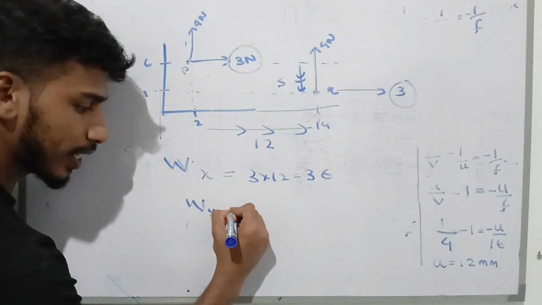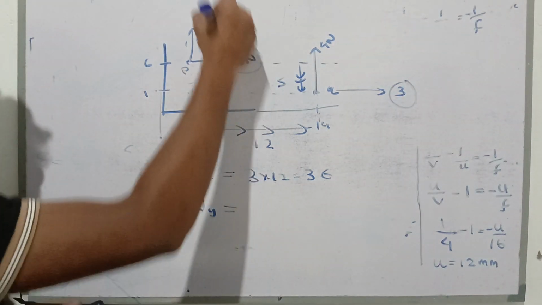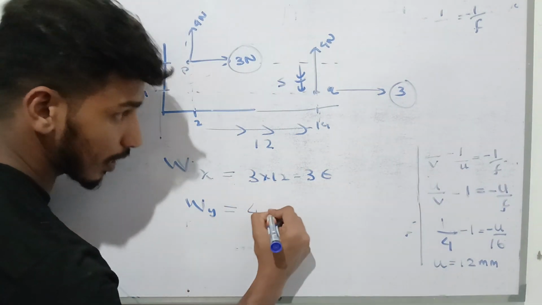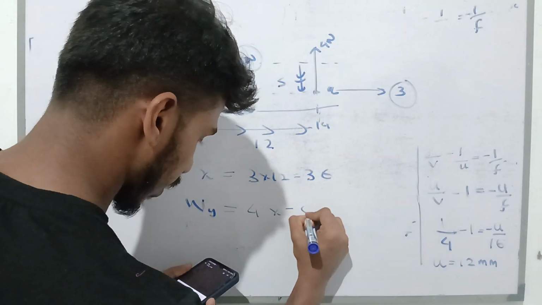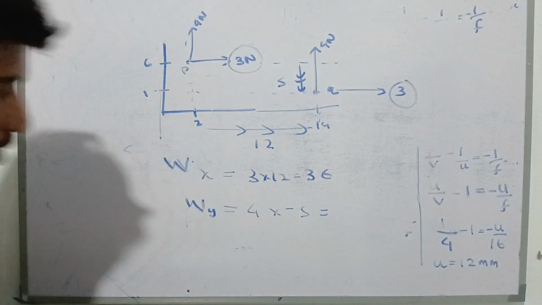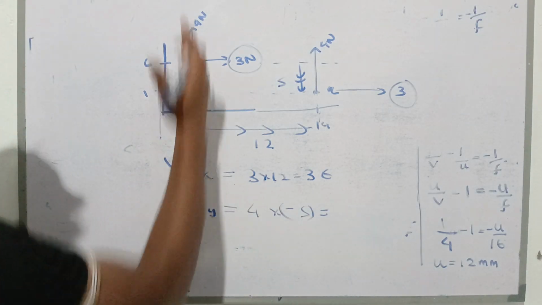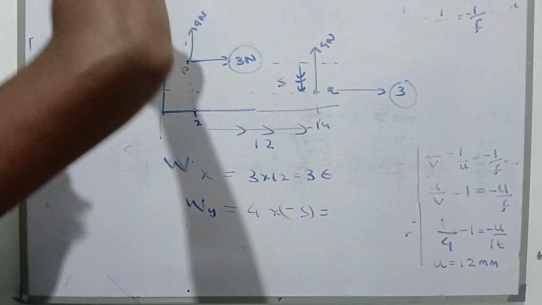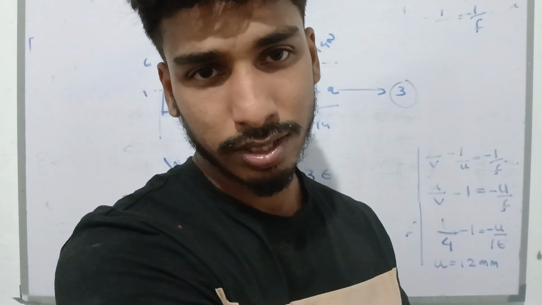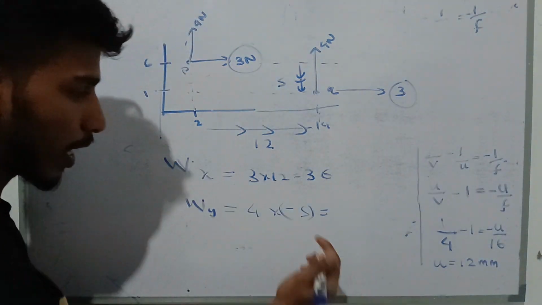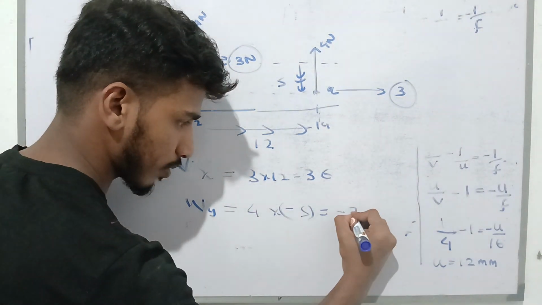So the work done in the y direction is 4 into minus 5. Because why? Force is in the upward direction, but I am traveling in the downward direction. It's not in the direction of motion. Okay. So I am having, I think, around minus 20.